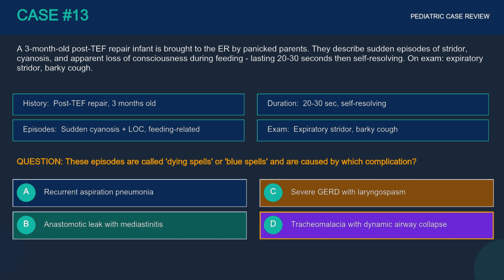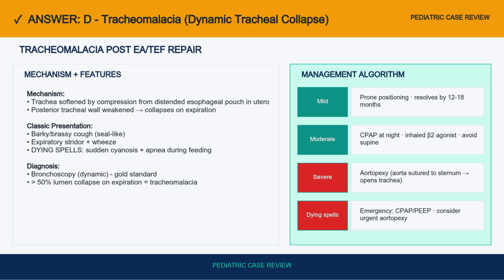Option A, recurrent aspiration pneumonia. Option B, severe gastroesophageal reflux disease with laryngospasm. Option C, anastomotic leak with mediastinitis. Option D, tracheomalacia with dynamic airway collapse. The correct answer is option D, tracheomalacia with dynamic tracheal collapse.